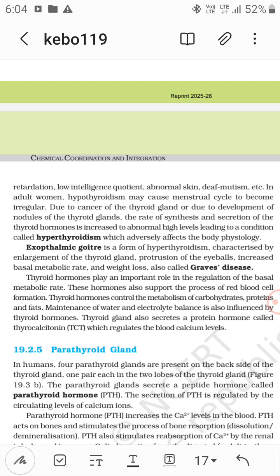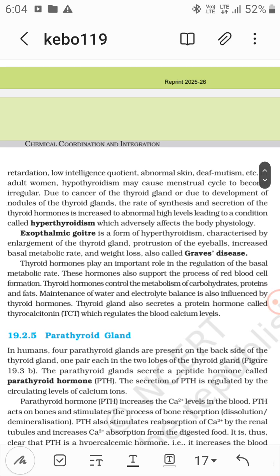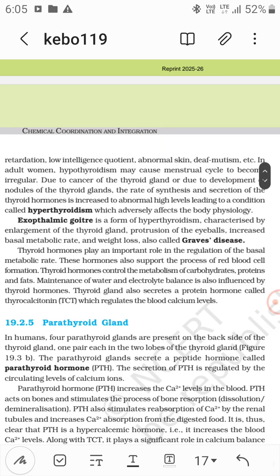Now hyperthyroidism may be due to cancer, a kind of tumor, so high levels of thyroid hormone are released. One kind of hyperthyroidism is exophthalmic goiter. Simple goiter is hypothyroidism, while exophthalmic goiter is hyperthyroidism. It also has enlargement of the thyroid gland, just like in hypothyroidism, but other symptoms are protrusion of the eyeball, increased BMR, and weight loss. So exophthalmic goiter, a form of hyperthyroidism, is also called Graves' disease.